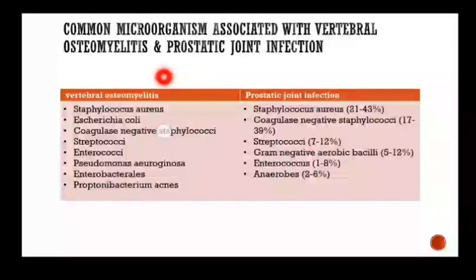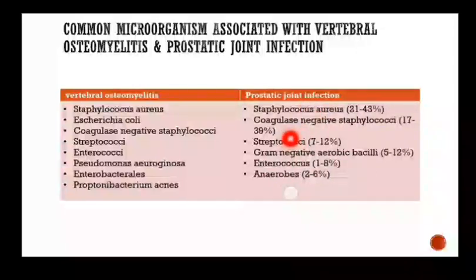The most common organisms that cause vertebral osteomyelitis are Staphylococcus aureus, E. coli, coagulase negative staphylococci, streptococci, enterococci, Pseudomonas aeruginosa, Enterobacterales, and Propionibacterium acnes. In prosthetic joint infection, the most common organisms are Staphylococcus aureus, which causes 21 to 43% of prosthetic joint infection, and coagulase negative staphylococci, which cause 17 to 39% of prosthetic joint infection.